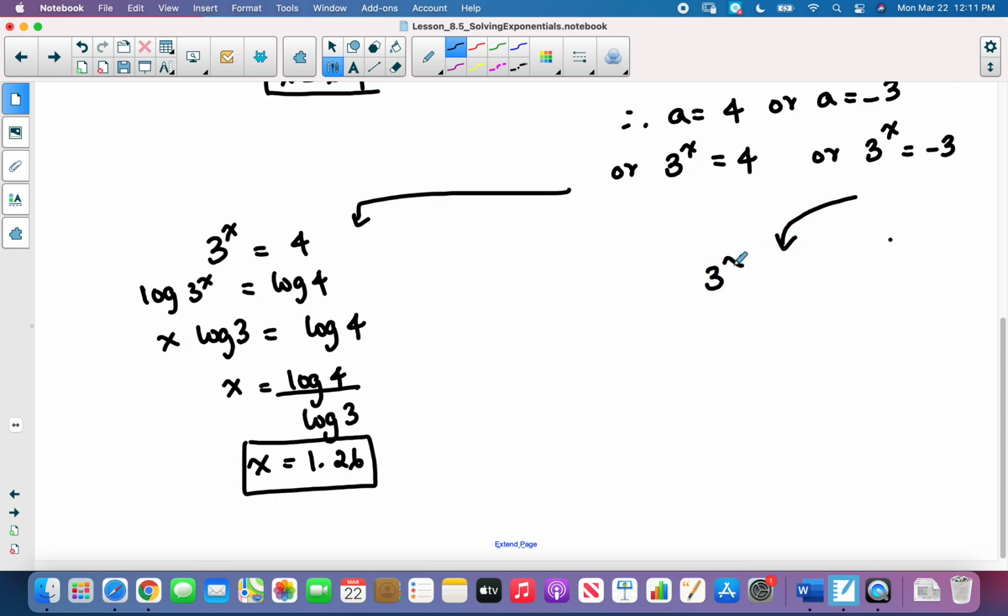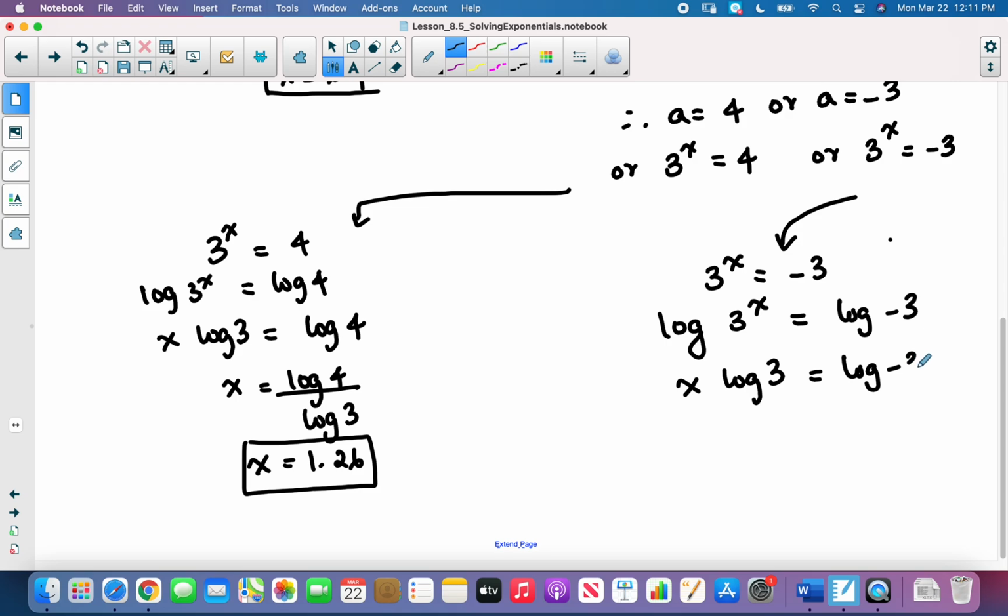There's also this one here. If 3 to the power of x equals negative 3, and we take logs on both sides, log of 3 to the power of x equals log of negative 3. This will actually not work because when we find the log of a number, it should be positive. So it won't actually yield us any result we can use. So we bring the x down here. X times log 3 equals log of negative 3. We divide both sides by log 3.